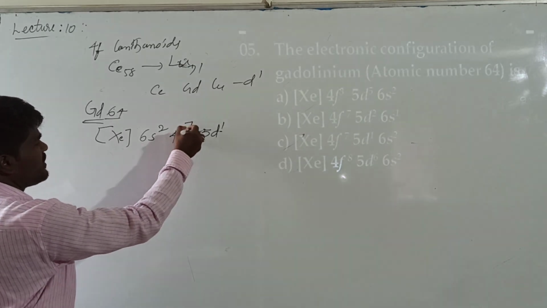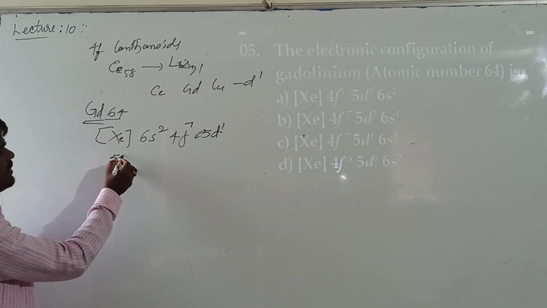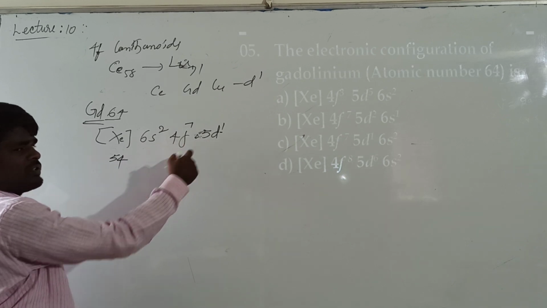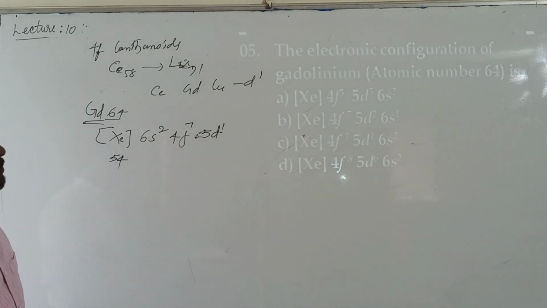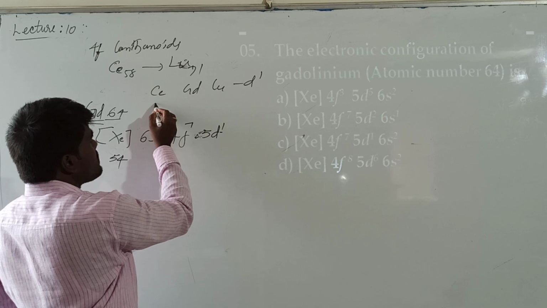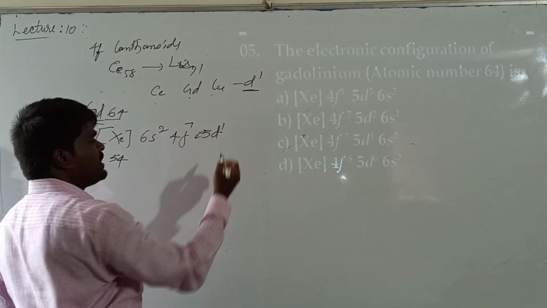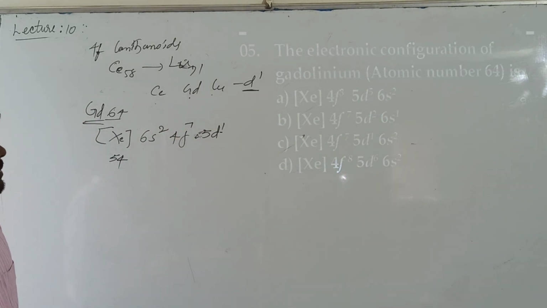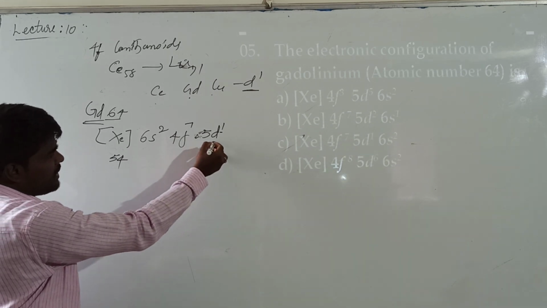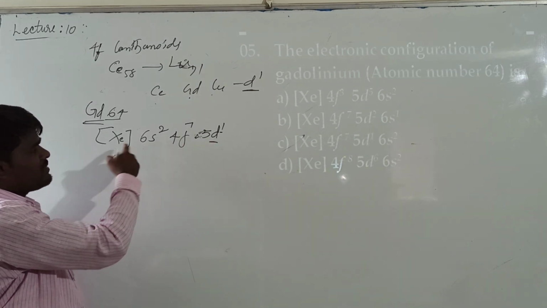Yeah, 4f7 it is. How? This will be 54. 2 plus 7, 9 plus 1 will be 10. The important thing to be noted down is that cerium, gadolinium and lutetium will be having d1. Rest of them will be having d0. With respect to that, I am writing this d1, f7, 6s2.